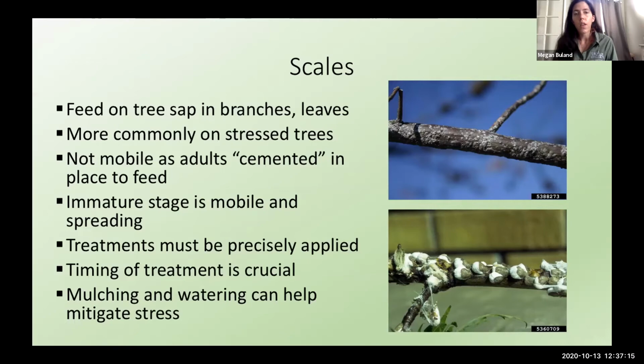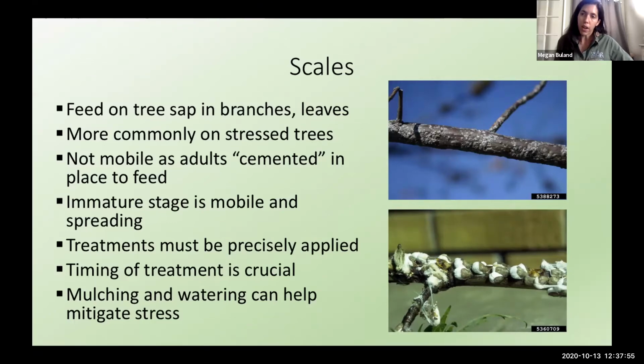tree's nutrients. They're more common on stressed landscape trees, and scales are one of those instances where I really want to emphasize that stressed trees are going to be more susceptible to scales, and they're also going to be more heavily impacted by infestations of scales on the tree itself. So if you can reduce stress by proper mulching and proper watering, it's really crucial to helping mitigate stress on landscape trees, to help either prevent scale infestation or reduce the impact of a scale infestation on your tree. Because scales can be really, really difficult to treat.